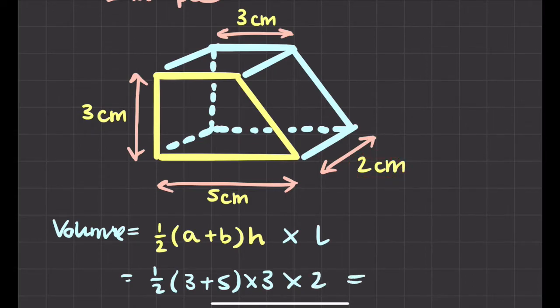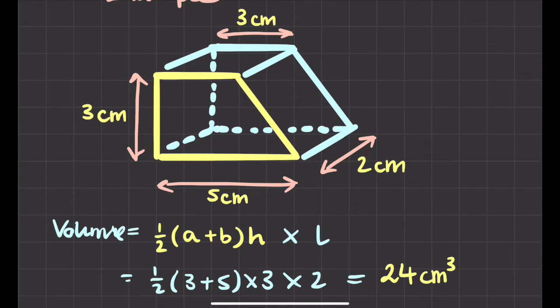So I can do all this. Let me try and do it in my head. So we've got 8. Half of 8 is 4. 4 times 3 is 12. 12 times 2 is 24. So my answer will be 24. And what will my units be? This is all in centimetres, and it's a volume, so it's centimetres cubed.